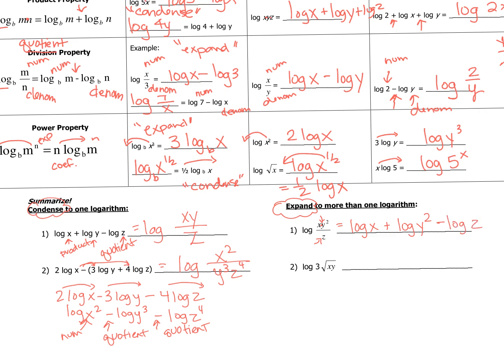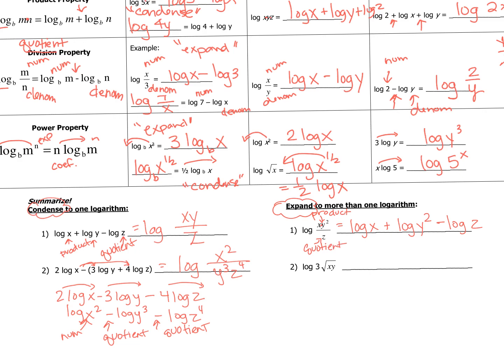So let's look at this. My numerator had my product rule. I have an x times y squared. So when I write them as separate logs, I'll be adding them. My denominator had a z. This is my quotient rule. So first of all, this was my product rule. That's why I added them. And this is my quotient rule. I'm dividing by z, so I'm going to subtract it.